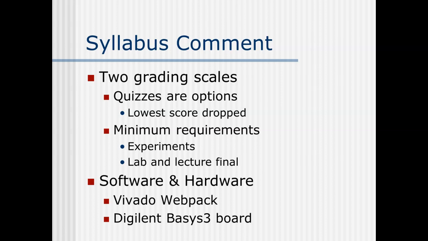Additionally, what I added, which you won't see in a written version, is there are two minimum requirements for the course. You've got to do a certain number of experiments to get a certain grade that's listed in the syllabus. Additionally, you've got to get a passing grade on both the lecture and lab final to get a passing grade in the course.